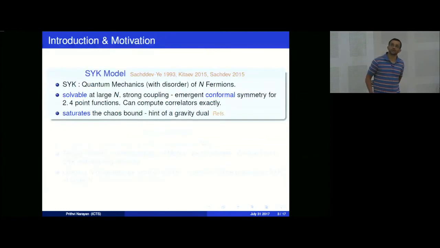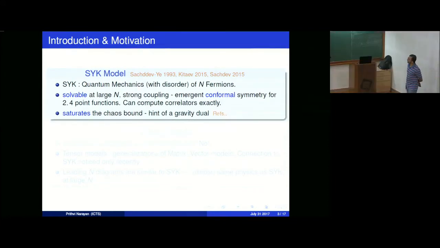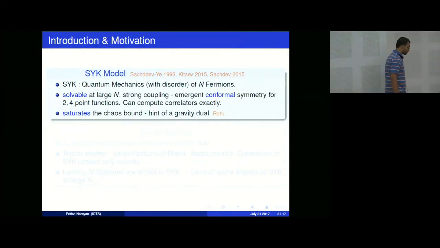Conclude with. Okay, so I really don't have time to describe what a SYK model is, but it's a model which was introduced a long time back with some motivations from condensed matter physics, but recently revived by Kitaev. It's a quantum mechanics of fermions, with disorder. There are n fermions, and the theory turns out to be solvable at large n and strong coupling. There are many interesting features of the theory, like emergent conformal symmetry, which is broken, as Spenta was saying in the last talk. You can actually compute various correlators here, and it exhibits the very interesting feature that it obeys the chaos bound and saturates it, and that means that there could be a gravity dual, about which there has already been work done, as mentioned in the last talk.